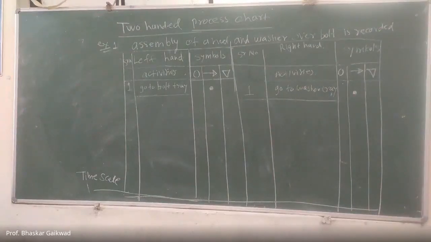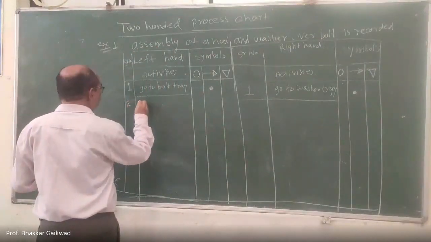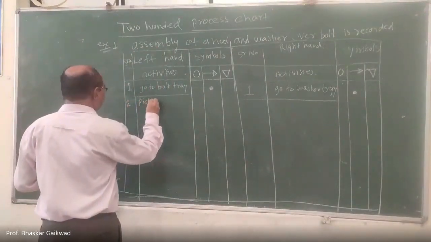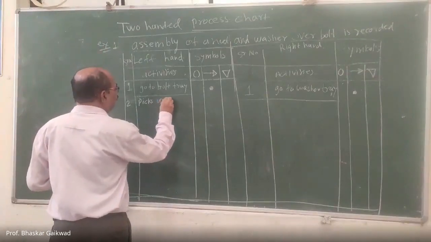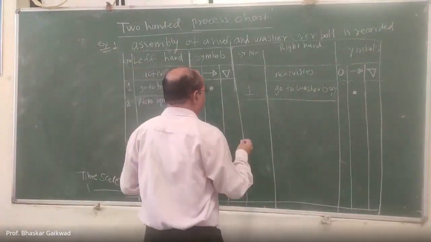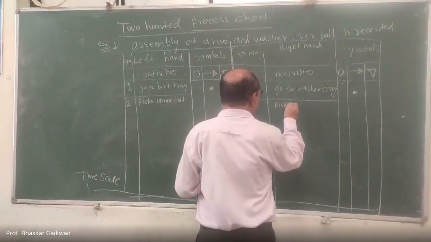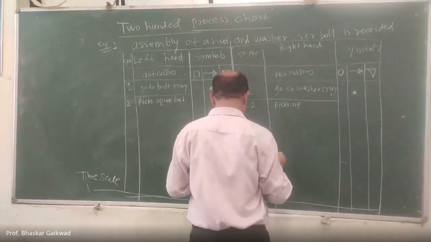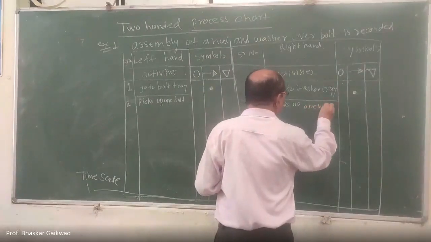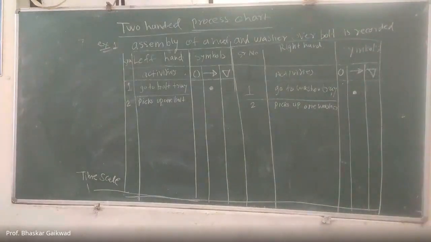Now I will write the second activity: pick up one bolt. So you pick up one bolt. Second activity, pick up one more. So this is the operation. Pick up, this is the operation.